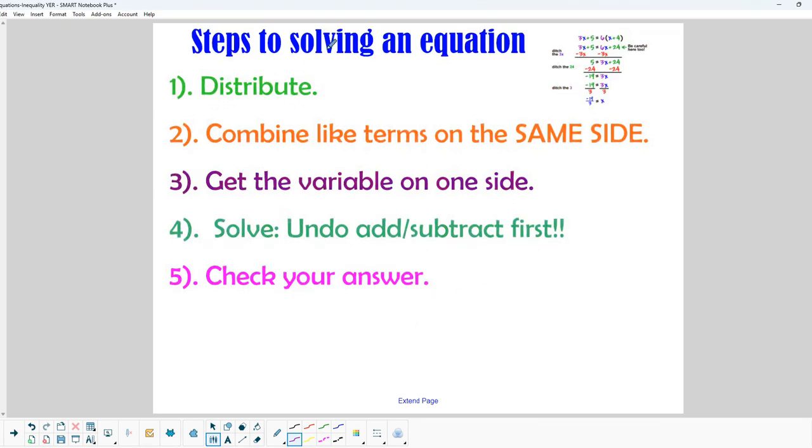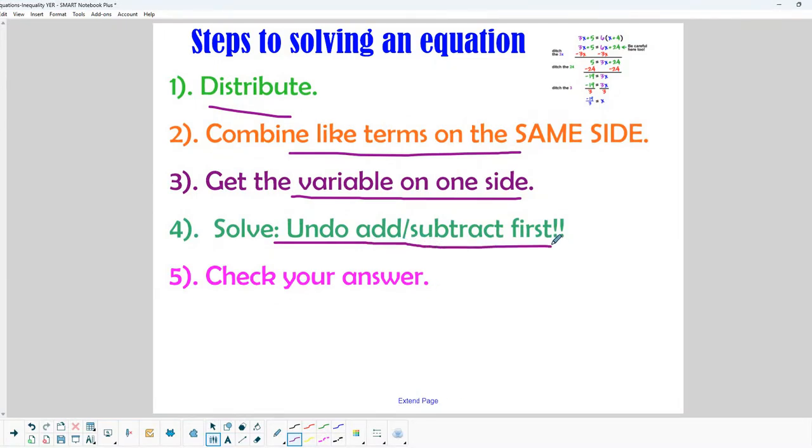Now, some of the rules that we can use to do that are to distribute, combine like terms on the same side, get the variable on one side of the equation, and finish solving the equation by undoing any adding or subtracting, and then any multiply or divide at the end. So then we can check our answer. So let's just try a couple.